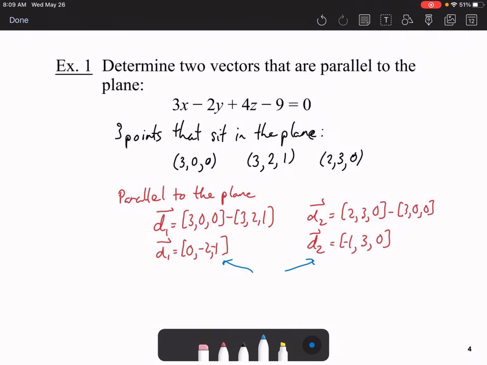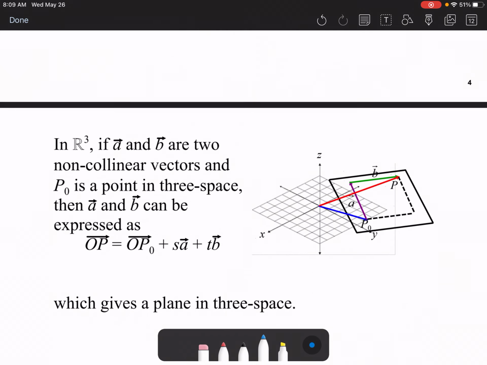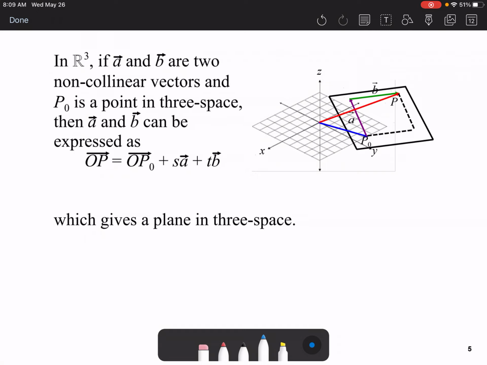Okay, so also in 3 space, there are different ways to actually express the plane. As we saw, there was scalar form. So if you did have a plane like this and you wanted to get to any point P from the origin, call it O, you can take any starting reference point on the plane and add any scalar multiple of the vectors A and B, where A and B are non-collinear vectors.